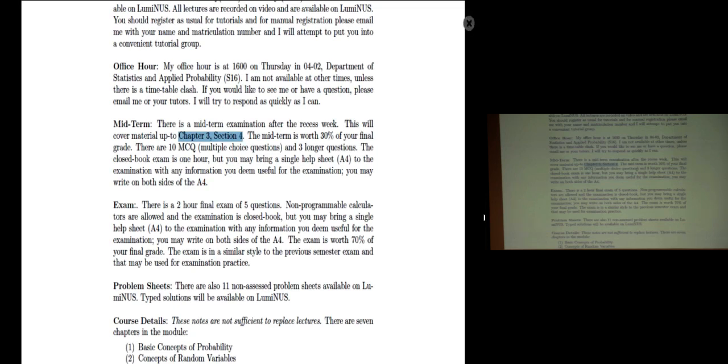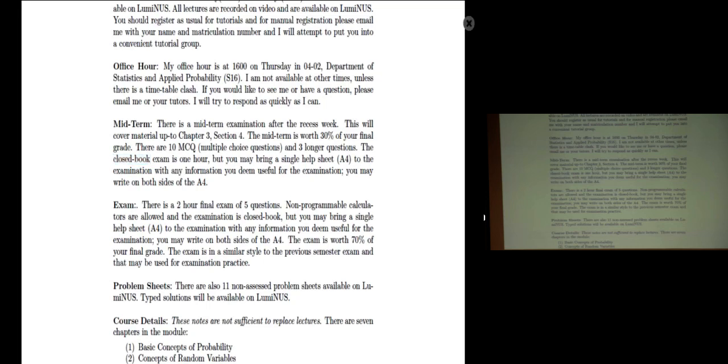It's worth 30% of your final grade. The setup is 10 multiple choice questions and 3 longer questions. That's the same for everybody, the same 10 questions, the same 3 longer questions. The format is 1 hour. You're allowed a cheat sheet, but it's closed book. This is consistent across the final exam and this midterm: closed book, but you have a cheat sheet. I think you get a non-programmable calculator as well. So that's the first thing.